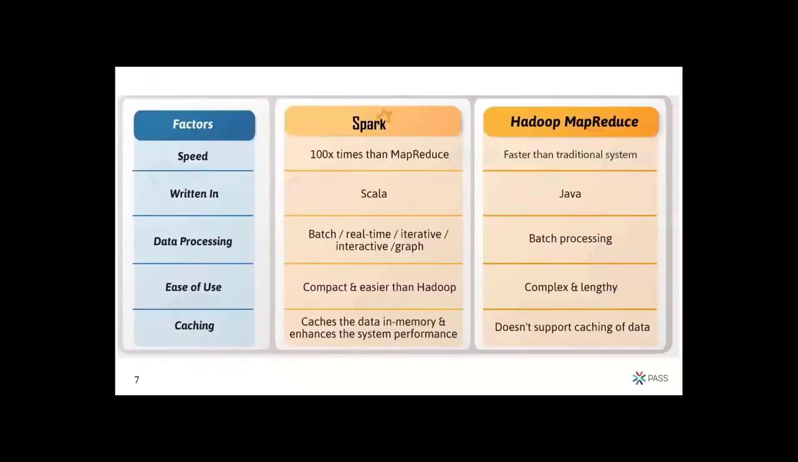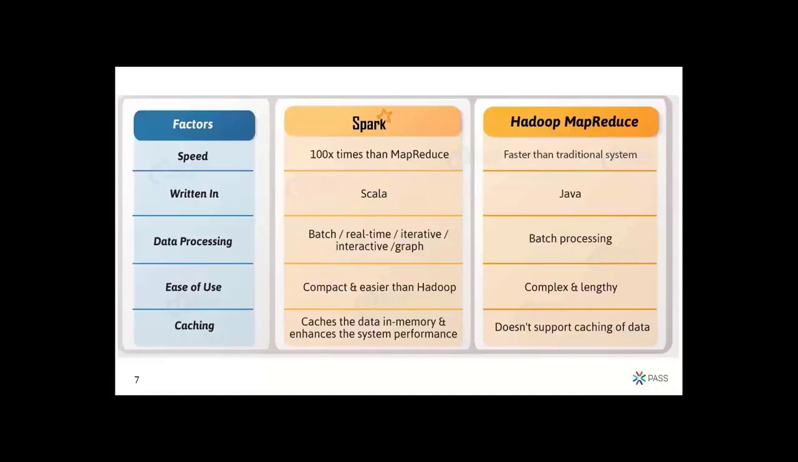Spark performs very well on top of the HDFS file system, and it runs 100 times faster than an average MapReduce job running on Hadoop HDFS file systems. Spark is written in Scala, whereas Hadoop is written in Java. The in-memory processing of Apache Spark enables it to process batch and real-time data in an iterative and interactive fashion, whereas Hadoop only supports batch processing.